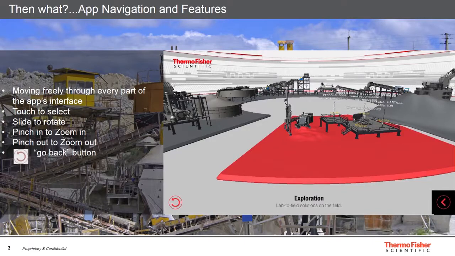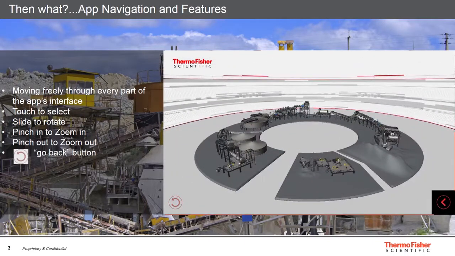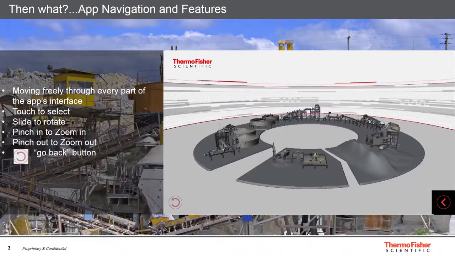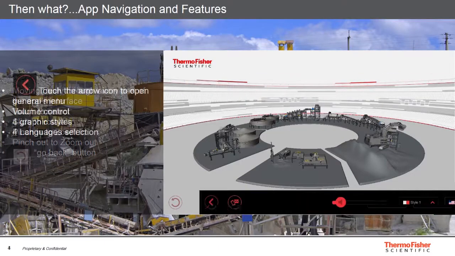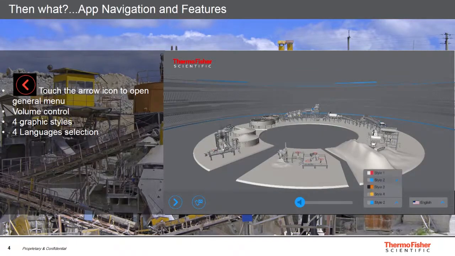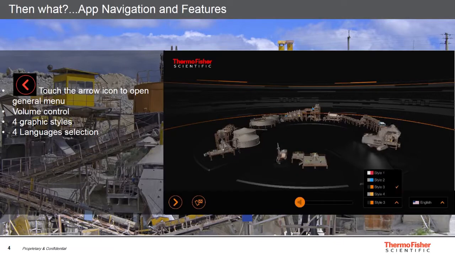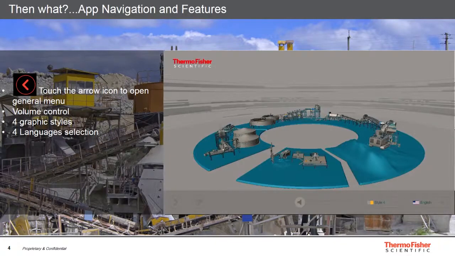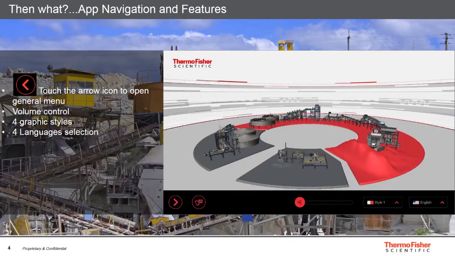Use the arrow icon on the inferior left side of the screen to go back to the previous level. For a more dynamic interaction and user experience, the app has a general menu where you can customize the app features. Use the arrow icon on the inferior right side of the screen to open the general menu of the app, where you will find the volume control, four different optional graphic styles, the language selector where you can select between English, Spanish, Portuguese, and Chinese versions, and most importantly, the contact icon located at the inferior left side of the screen. To close the general menu, just click on the arrow icon again.